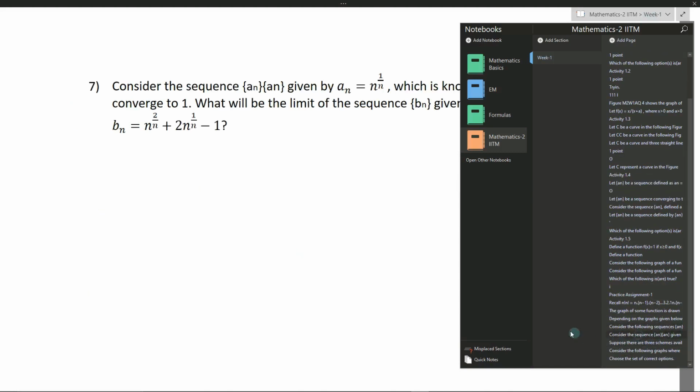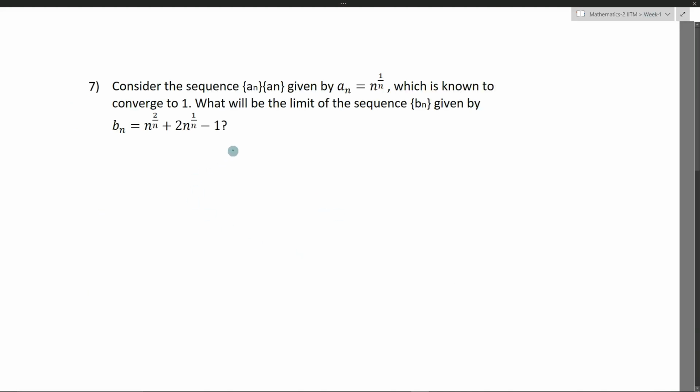Okay, consider the sequence an. an is given by an is equal to n to the power of 1 by n, which is known to converge to 1. So they have given that n to the power 1 by n converges to 1. What will be the limit of the sequence bn given by n to the power of 2 by n plus 2 n to the power of 1 by n minus 1?